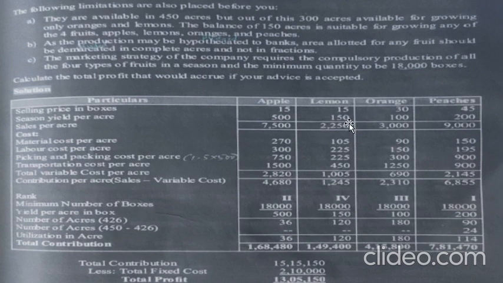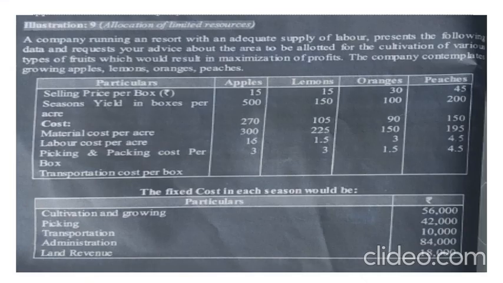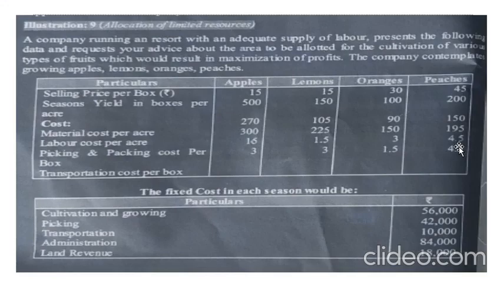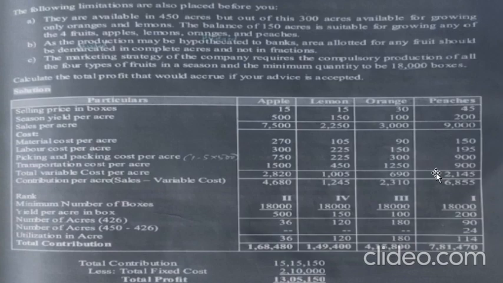Next, 150 is the yield in boxes for lemon. So 150 into 1.5 will give us 225. Then for oranges it is 100 boxes. So 100 into the picking and packing cost of 3 will give us 300. Next, for peaches it is 200 boxes. So 200 into the packing charge of 4.5 will give us 900.